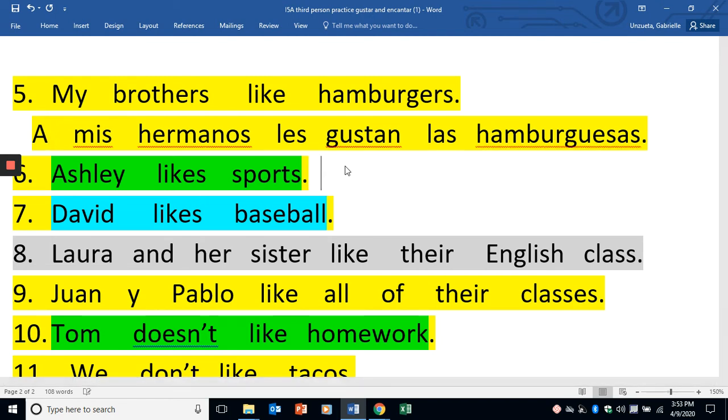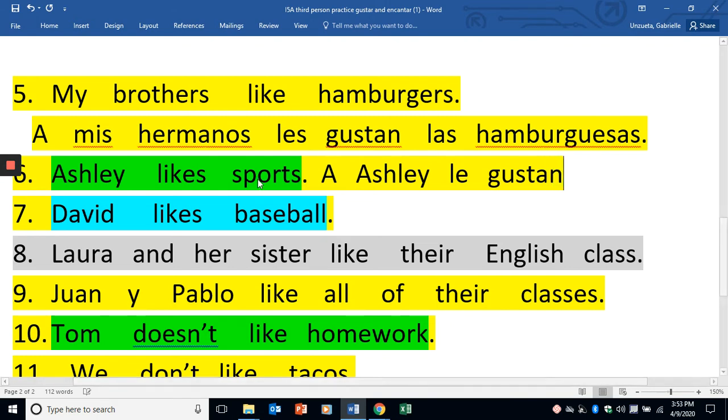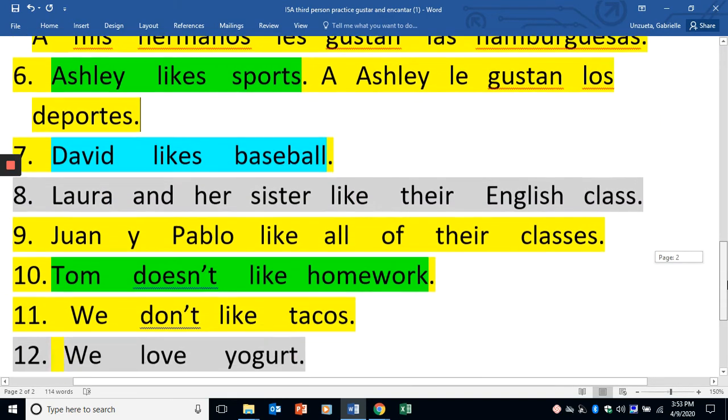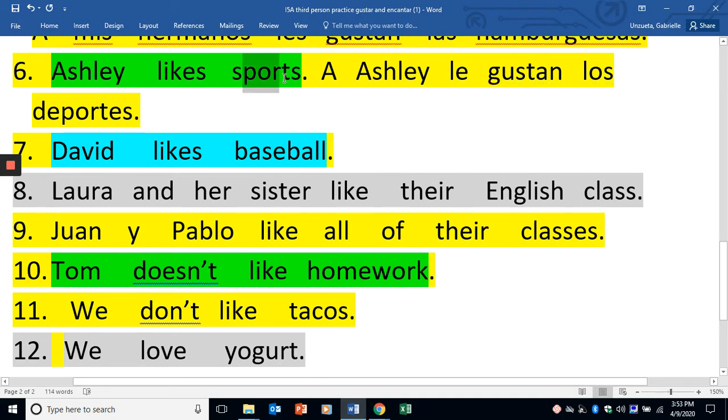All right, Ashley likes sports. Ashley, she's just one girl. Gusta, but I don't think so. Sports are plural. Le gustan. Sports. ¿Cómo se dice sports? Los deportes. Muy bien. Haven't seen that word in a while. But you can see the port matches up with the port in deportes, right?